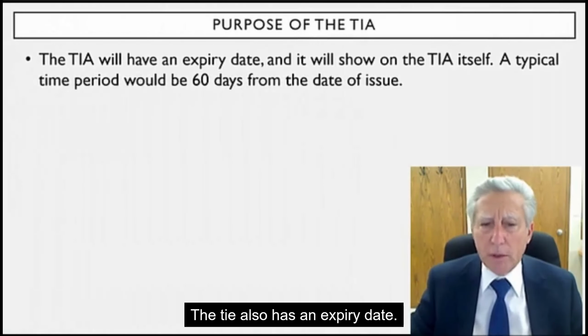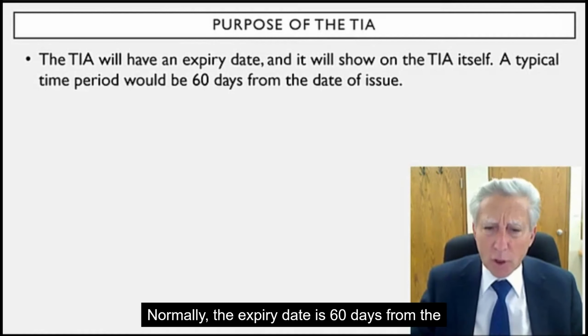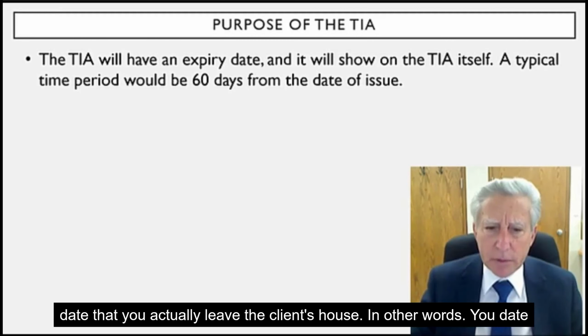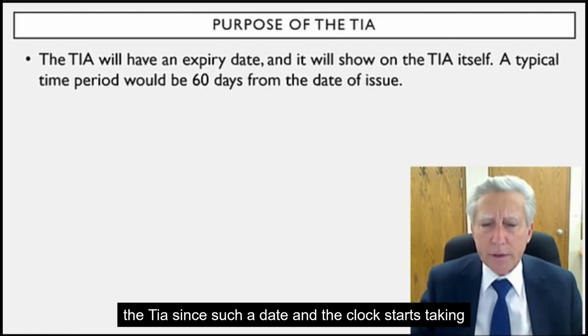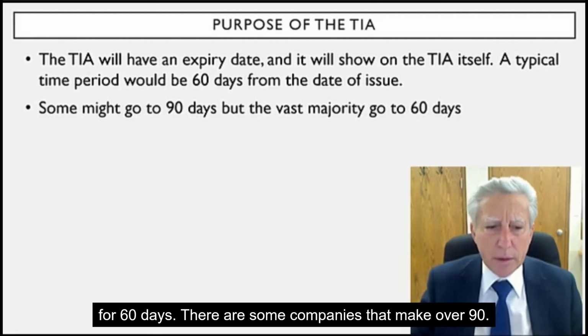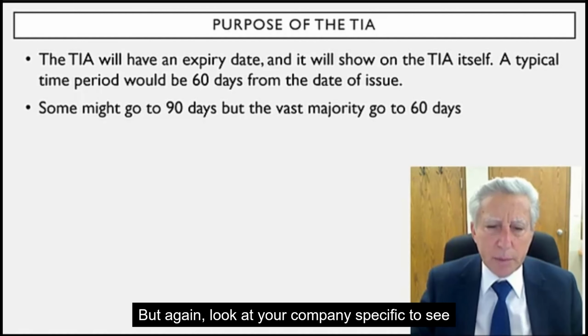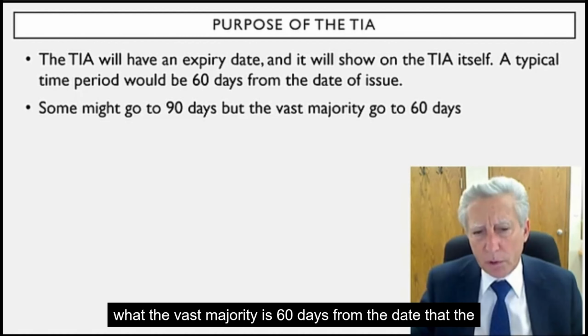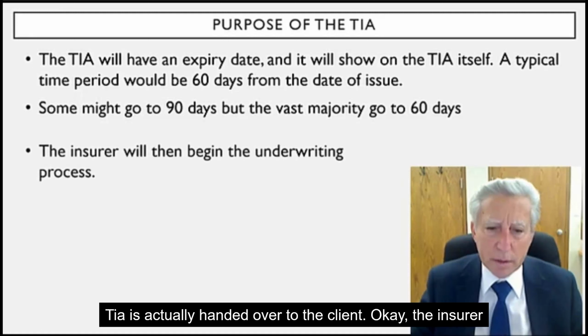Now, the TIA also has an expiry date. Normally, the expiry date is 60 days from the date that you actually leave the client's house. In other words, you date the TIA such a date, and the clock starts ticking for 60 days. There are some companies that may go to 90, but again, look at your company specific to see, but the vast majority is 60 days from the date that the TIA is actually handed over to the client, okay?